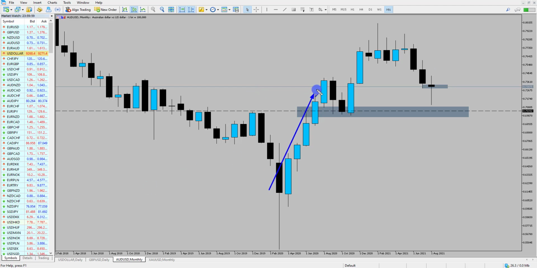Technically here on the monthly, we are making lower lows and lower highs, so we could still see an extension up on the price of the Aussie US dollar.